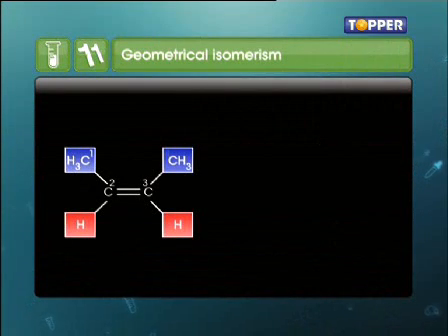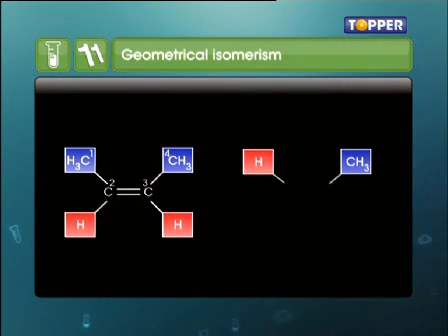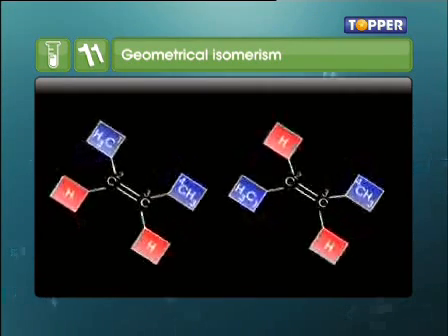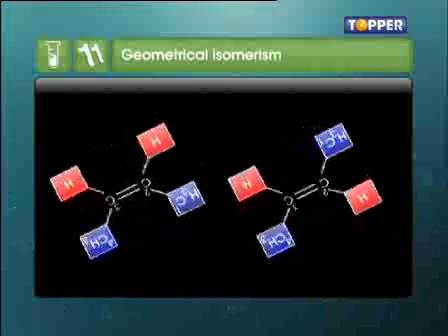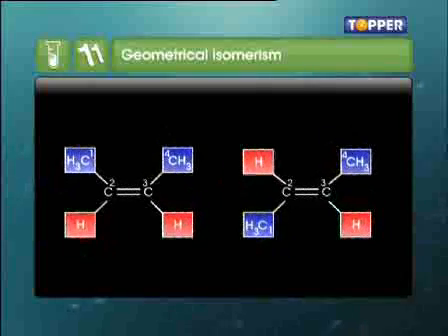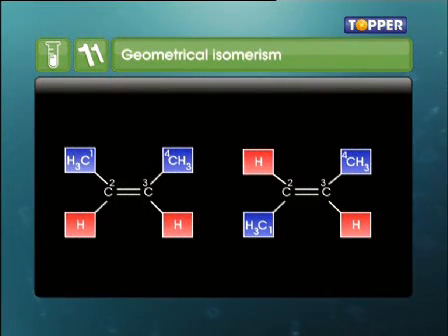Let's take the example of but-2-ene to understand geometrical isomerism. This molecule has a double bond between the second and third carbon. Due to this double bond, there will be restricted rotation in the molecule around the second and third carbon. And there will be two different arrangements of atoms or groups in space.